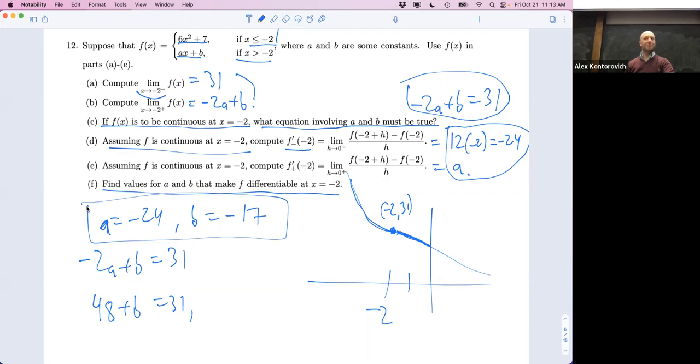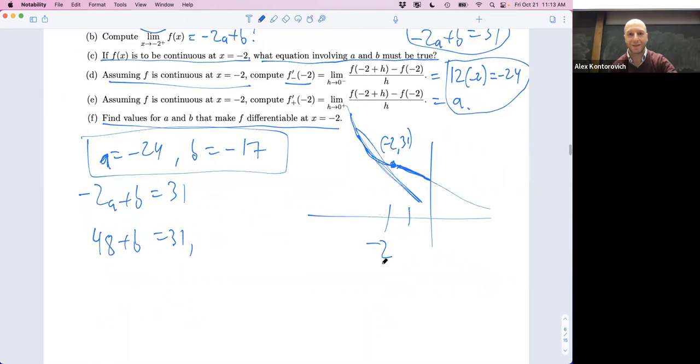What do you think? Why is a negative? So if we look at the derivative of the left side as we approach negative 2, that derivative has a slope of negative 24. If the function is to be differentiable, that means the derivative exists. That means the left derivative agrees with the right derivative. The derivative from below, the limit from below, has to agree with the limit from above. And the derivative of this line is a. The slope of this thing is a. So a has to be negative 24. Does that make sense? Everybody happy with that?